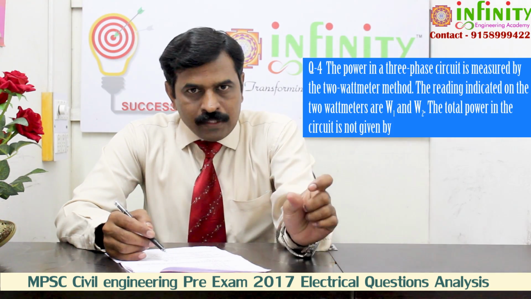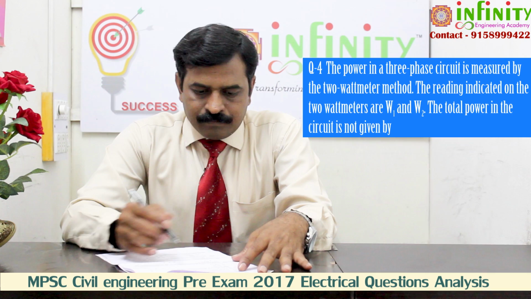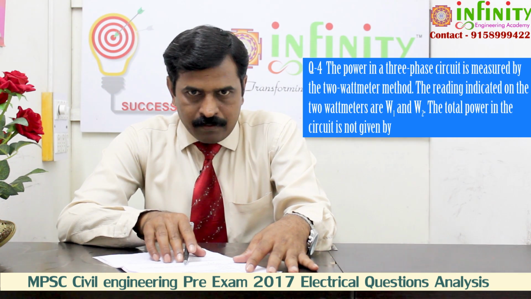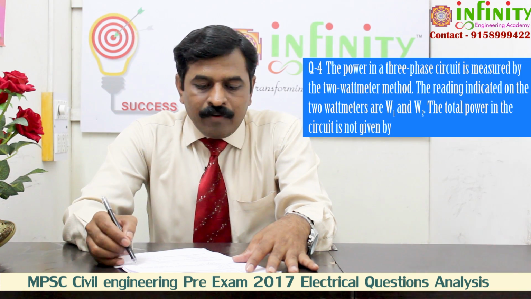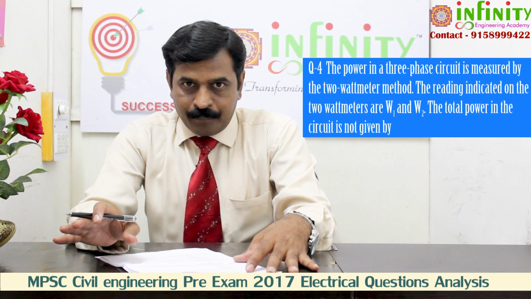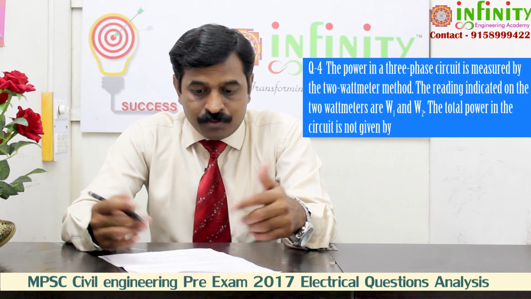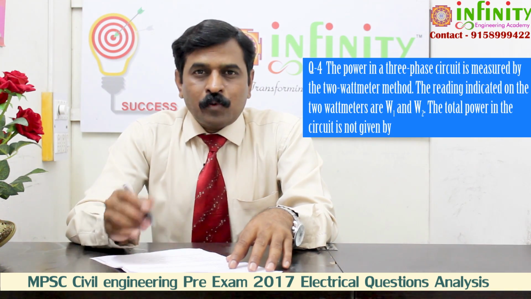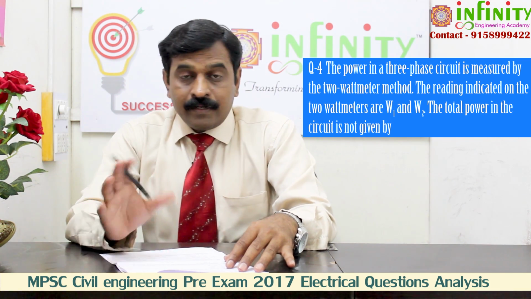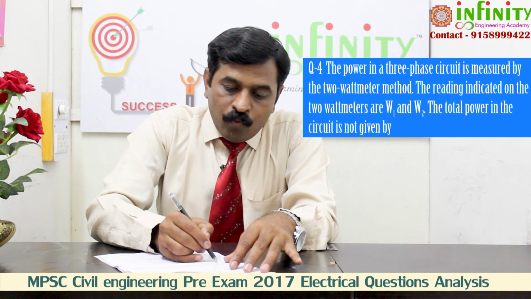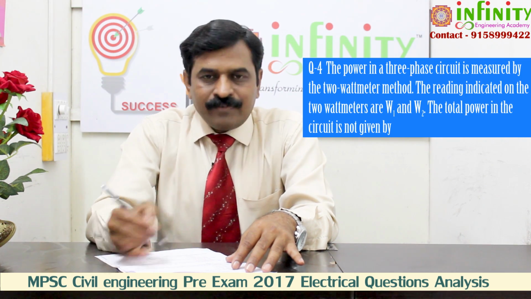Wattmeters are W1 and W2. There are 2 wattmeters, and by using those 2 wattmeters we have to measure the 3-phase power. Out of the following options, the total power in the circuit is not given by. So this type of brainstorming points can be introduced in the MCQs, so that while we read this particular question in a hurry, this "not" word can definitely create jumbling. So you should go through each and every word properly in the MCQ up to the full stop.